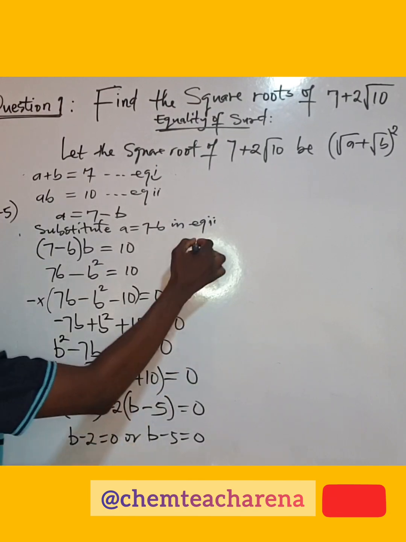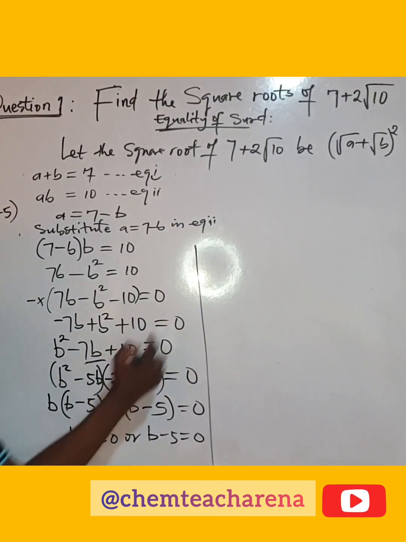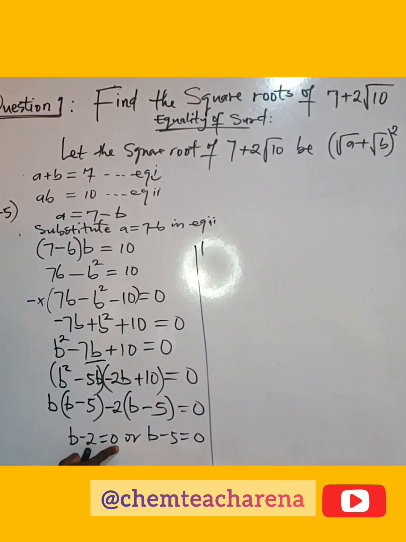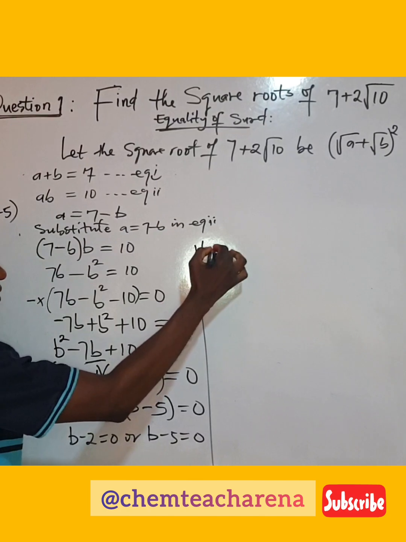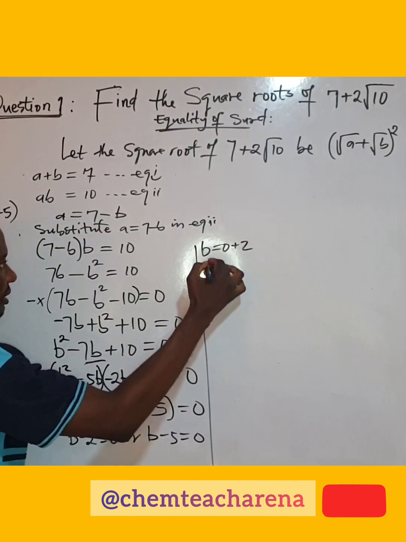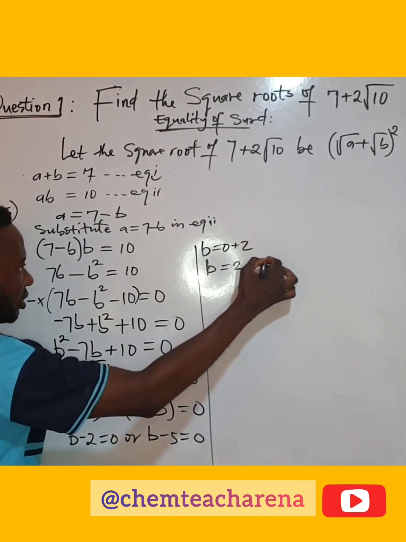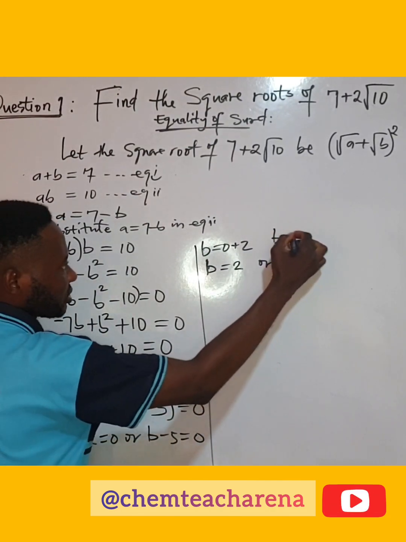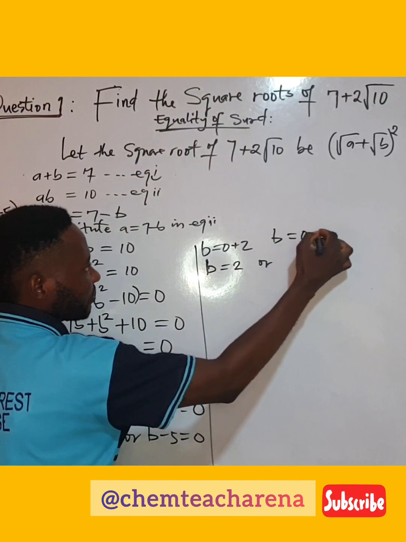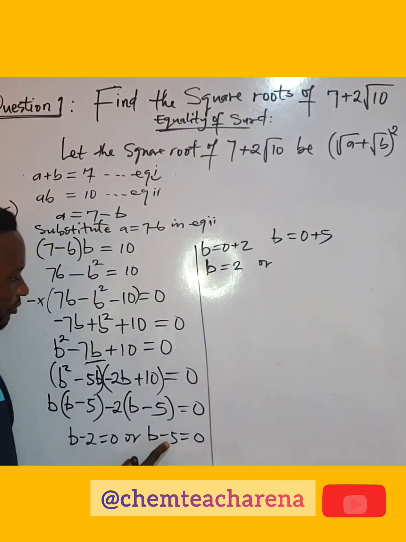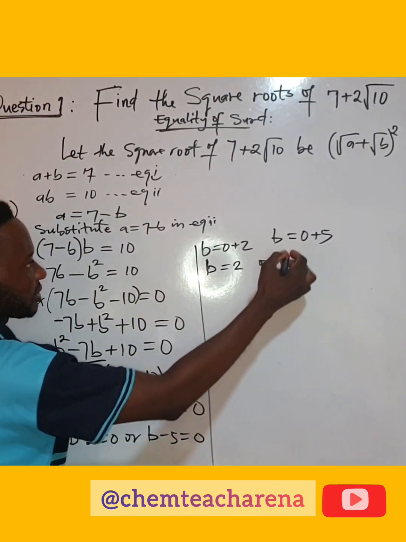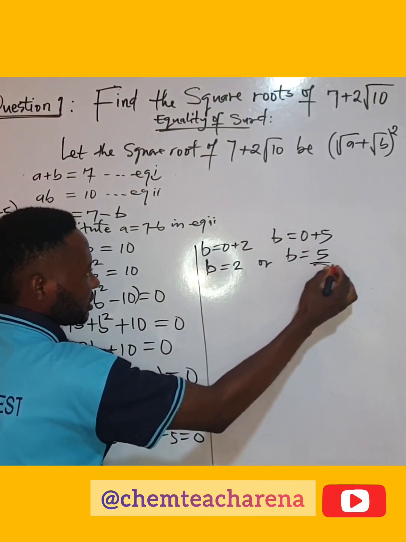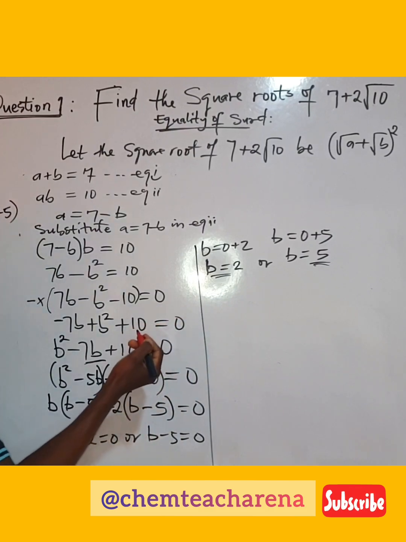So what do I do from here now? I will say b minus 2 equals to 0. Now b equals to 0 plus 2, then b is equals to what? 2. Or look at this side now. B equals to what? 0 plus 5, because we are moving this minus 5 to the other side, it becomes plus 5. Then we now say that b is equals to 5. So this is b. Now let's find a.